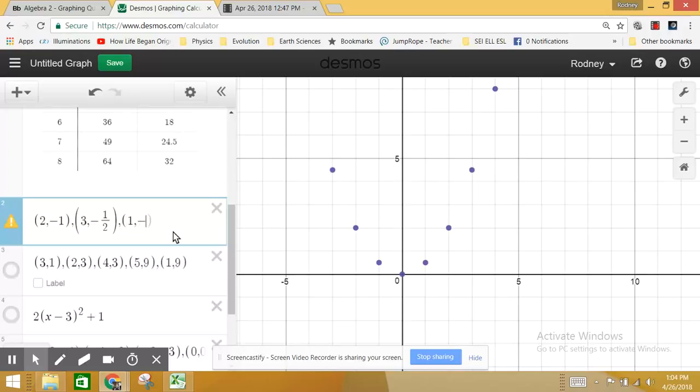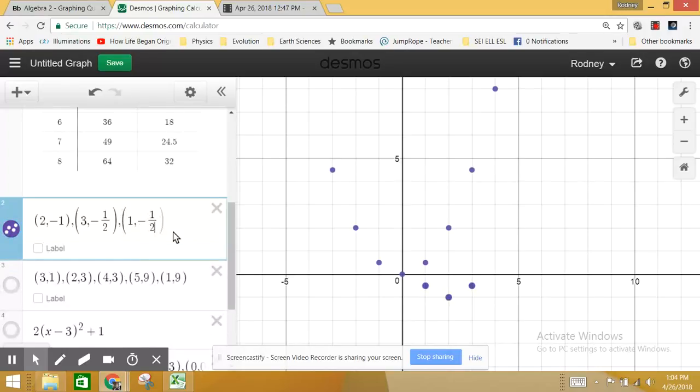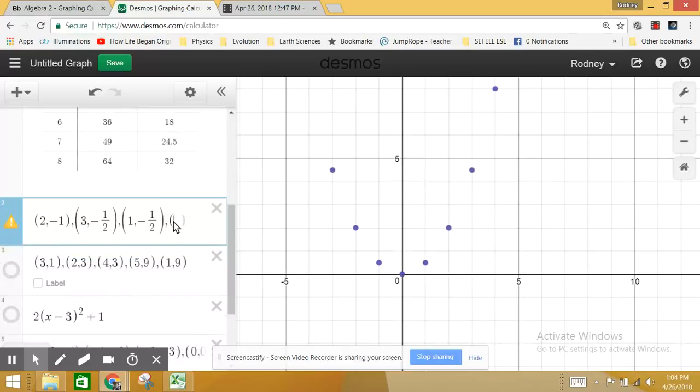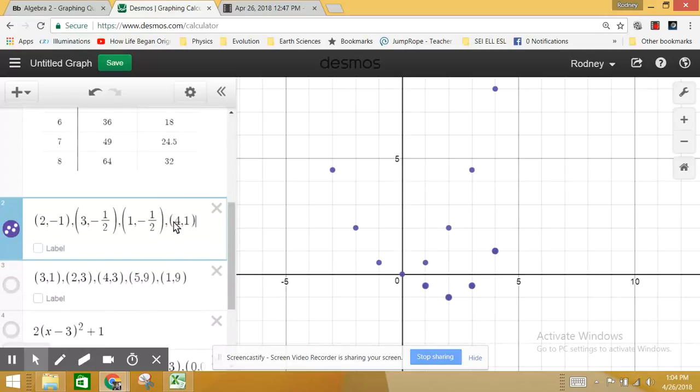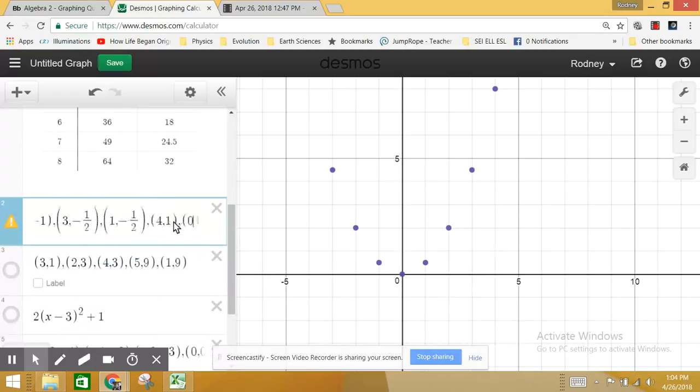So 1, -1/2. All right. And now, instead of up 3 when I go over, I'm going to go up 1.5. And I'll end up at 4, 1. And I'll also end up at 0, 1. So 4, 1, 0, 1.